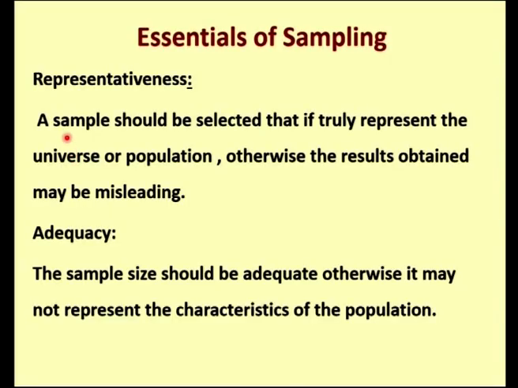It should truly represent the population, because we draw the conclusion about the population based on the samples only. So, if it does not represent the population, then the information we draw or the conclusion whatever we get will be misleading. So, we should be very careful about taking a sample, and we have to check whether it truly represents the population. And the next essential is adequacy, that is, sample size should be adequate, otherwise it may not represent the characteristics of the population.